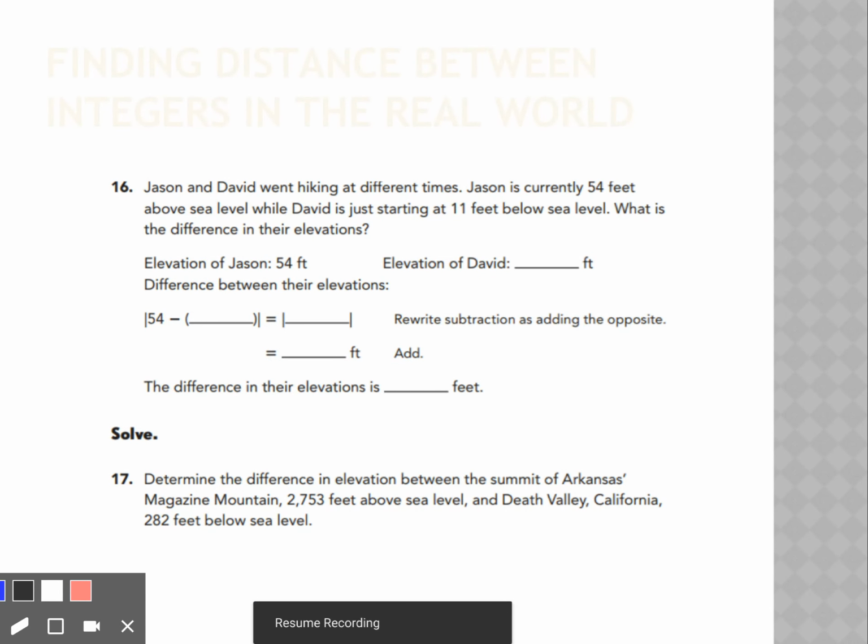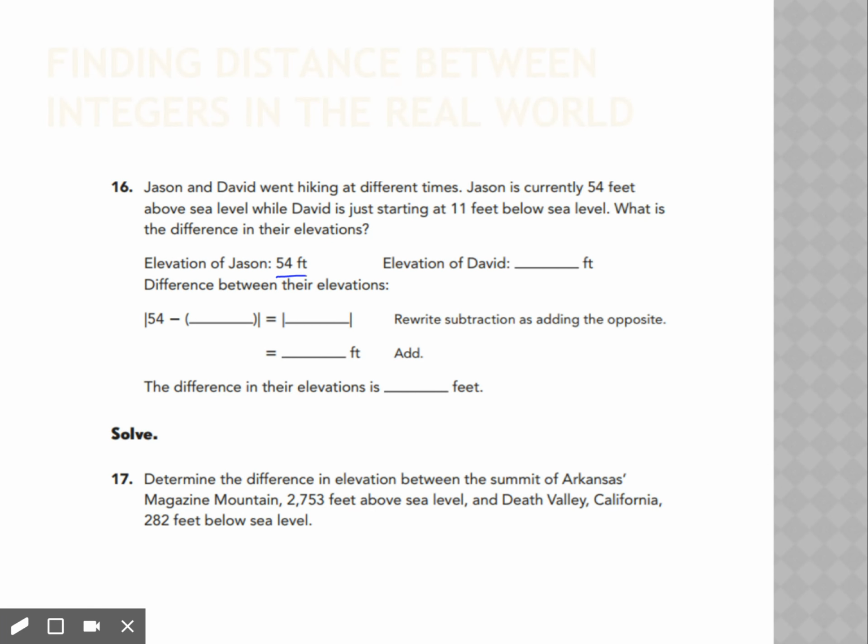All right, so here we have another word problem. Jason and David went hiking at a different time. Jason is currently 54 feet above sea level, so he's positive 54 feet. David is just starting at 11 feet below sea level, so David is negative 11 feet. So calculating the difference, 54 minus a negative 11 becomes the absolute value of 54 plus 11. 54 plus 11 is simply 65 feet. So the difference in their elevation is 65 feet.